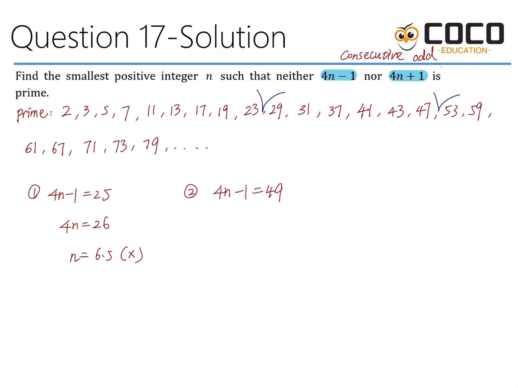Oh wait, before that we have another occurrence. It's between 31 and 37. So we check this one first. So 4n minus 1 equals 33. So 4n equals 34. n is 8.5. It's not a whole number.